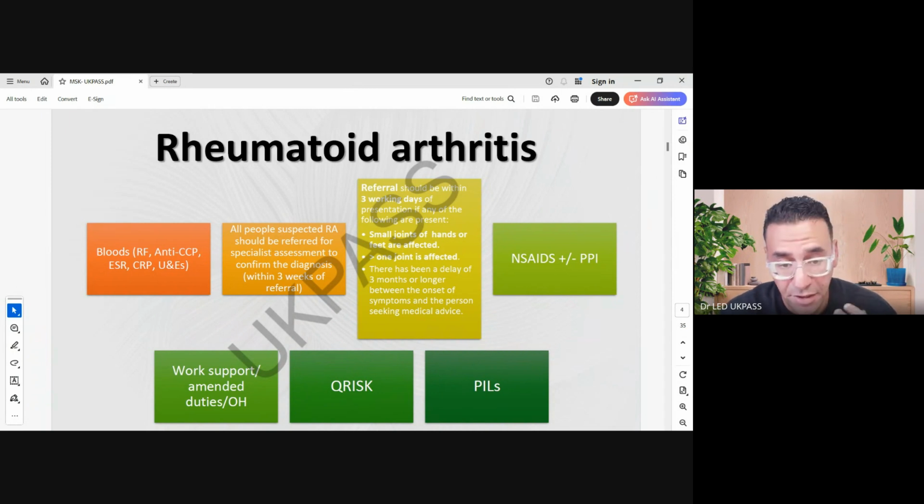Remember, Q-risk score is very important in rheumatoid arthritis. Q-risk score needs to be done in patients with rheumatoid arthritis. You have attended our sessions before. We've mentioned how to explain Q-risk score in a very good way. Rheumatoid arthritis can actually increase the risk of cardiovascular diseases, so that's why we need to do a Q-risk score.